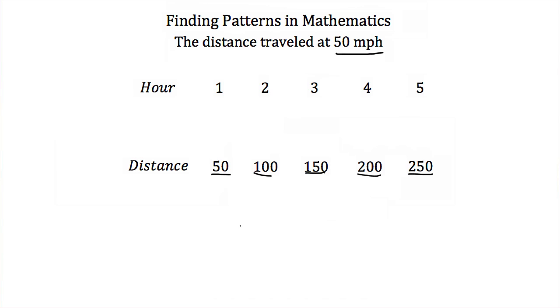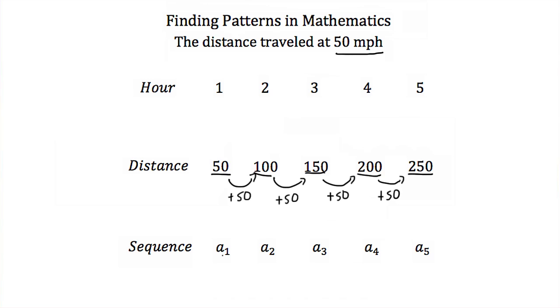Now if we look at these distance numbers, 50, 100, 150, 200, 250, there is a pattern between them. To go from 50 to 100, we're adding 50. To go from 100 to 150, we're adding 50. Between 150 and 200, that's a jump of 50. And between 200 and 250, that's also a jump of 50. Because these numbers have a pattern between them, and they're listed in order, we would call these numbers a sequence.